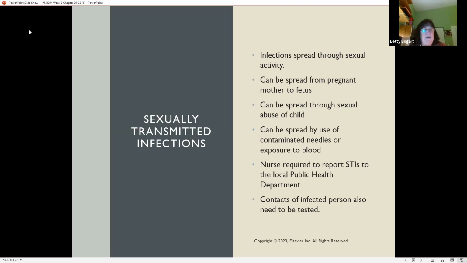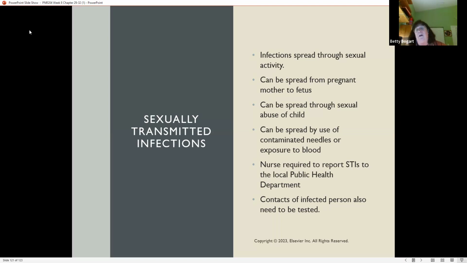Sexually transmitted problems. Yes, adolescents will have sex. Yes, they can still get sexually transmitted disease. It can come from the pregnant mother to the fetus. It can also be that children come in with a sexually transmitted disease, and it could be abuse. And again, we as nurses need to make sure we take care of that.